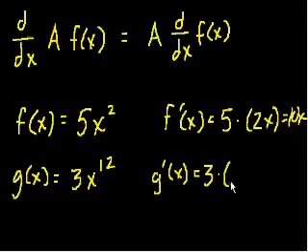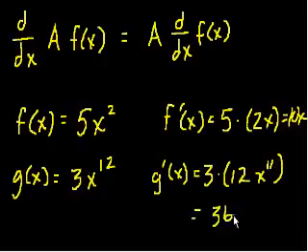Well, we know what that is. That's 12x to the 11th. And this equals 36x to the 11th. Pretty straightforward, right? You just multiply the constant times whatever the derivative would have been. I think you get that.